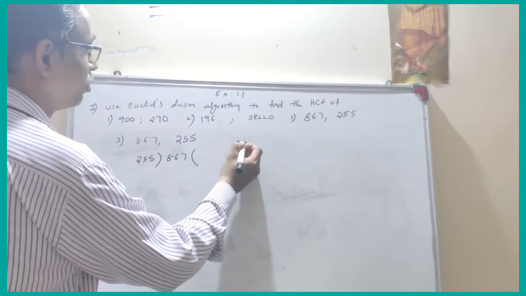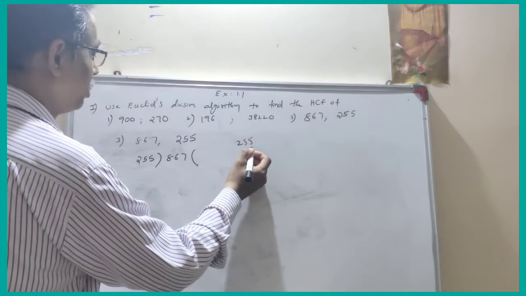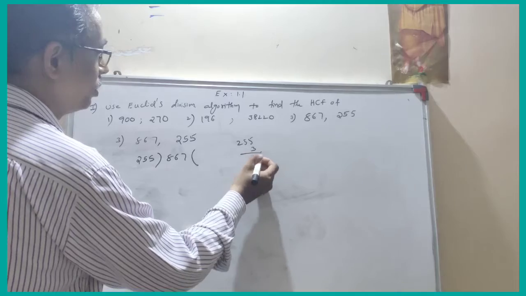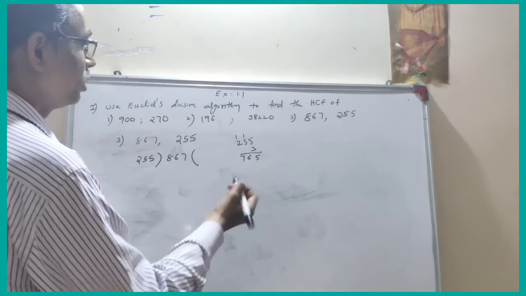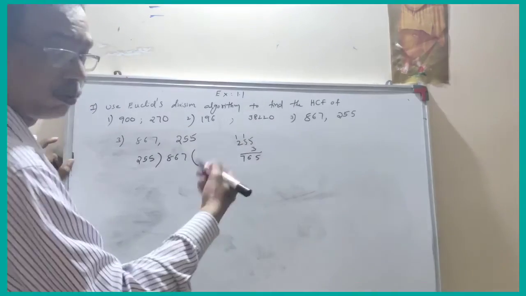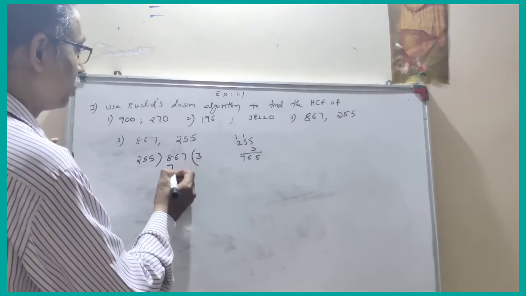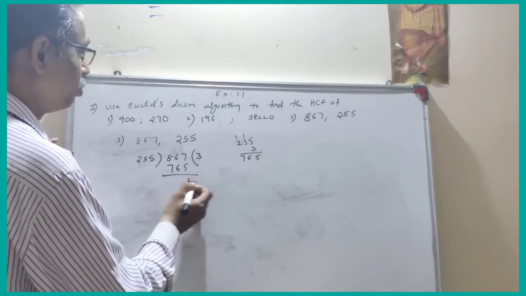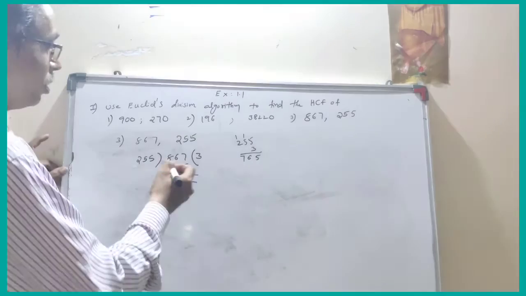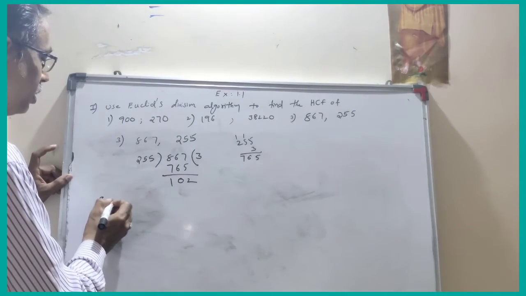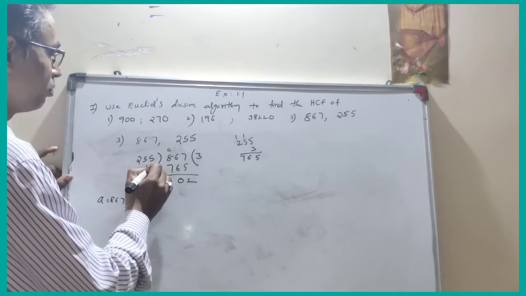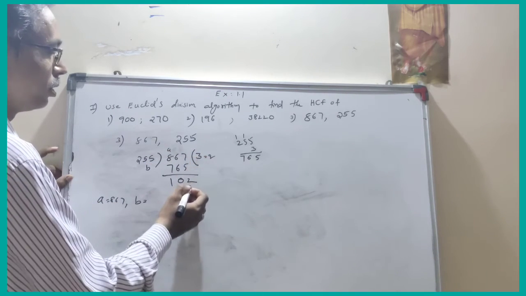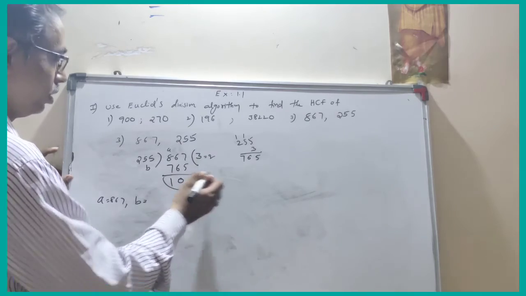So again observe here 255. Let us take 3 times first of all. 3 5s are 15. 15 plus 1 is 16. 765. It is better. Why? Because 255 fours are more. So 3 times we get 765, 201, 102. So now here A is 867, B is 255, Q is 3, and 102 is the remainder.